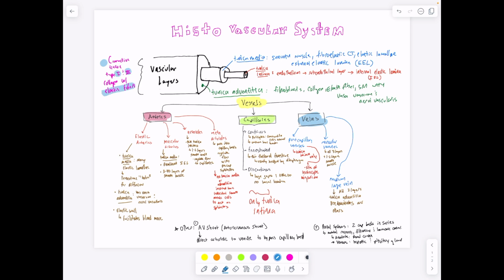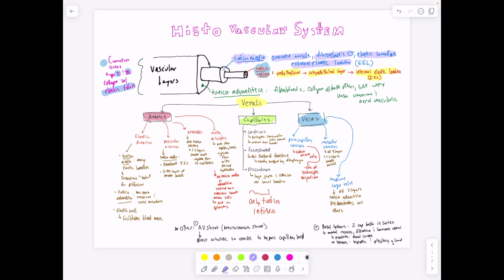The innermost layer of our vascular layers is the tunica intima, and if I mispronounce something, I apologize, I'm learning this stuff myself as well. That will consist of first the endothelium on the very inside of the vessel, then the subendothelial layer, and finally the tunica intima will end with the internal elastic lamina. After that, you have the tunica media, for middle, that's made up of smooth muscle, fibroelastic connective tissue, elastic lamellae, and then finally the external elastic lamina, EEL.